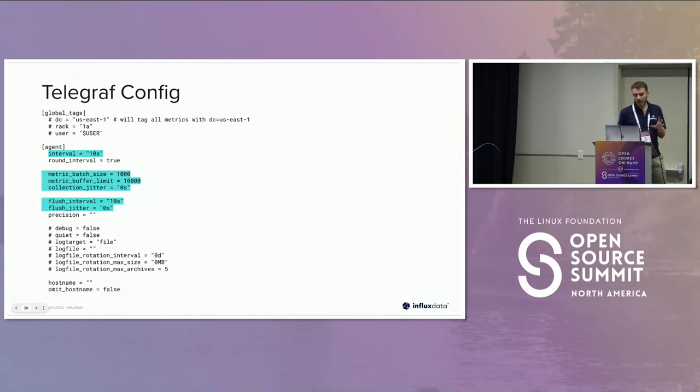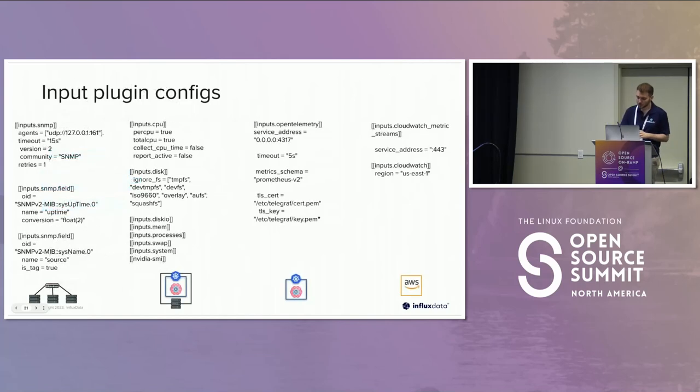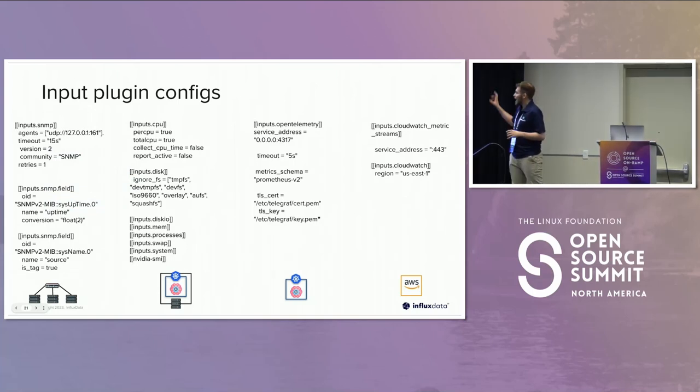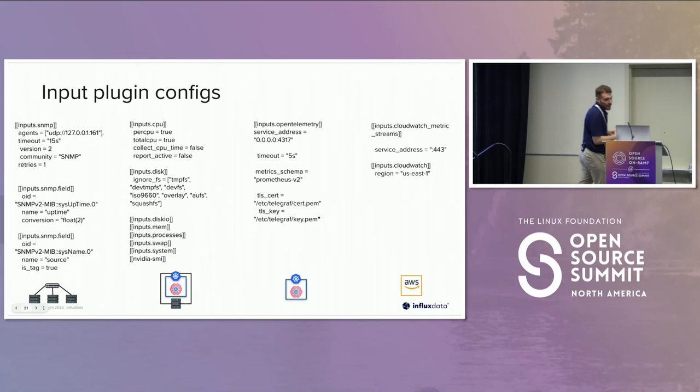So that's some of the agent-specific configuration. Let's move into the actual input plugins that we'll be using to solve this problem. To solve our network problem, we'll be using SNMP, which is the Simple Network Management Protocol. Through Telegraf, we can monitor our routers and our firewalls through this method. We can actually do this through SNMP to poll these endpoints.